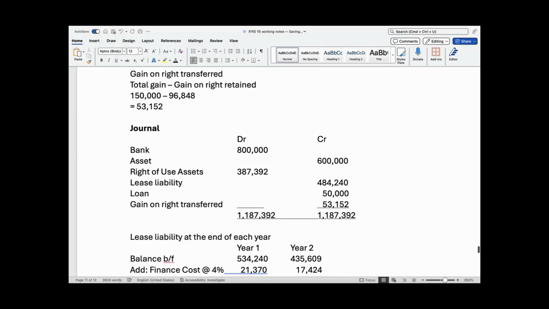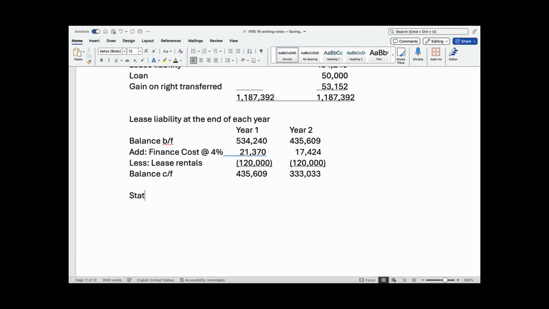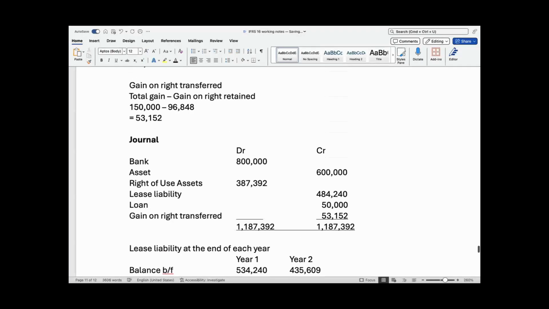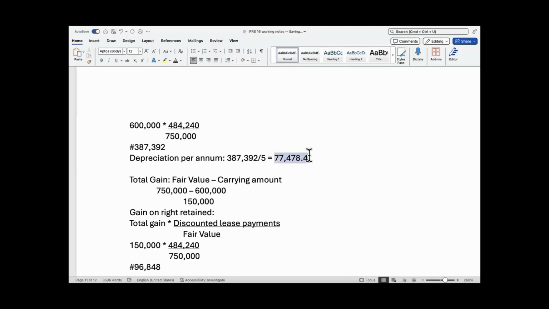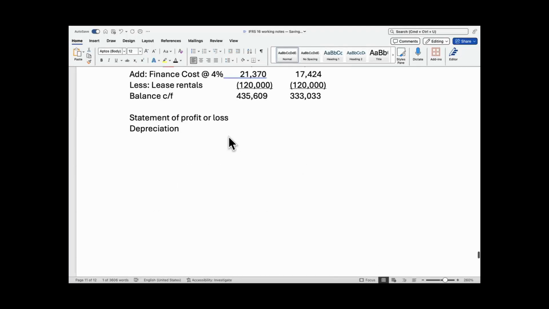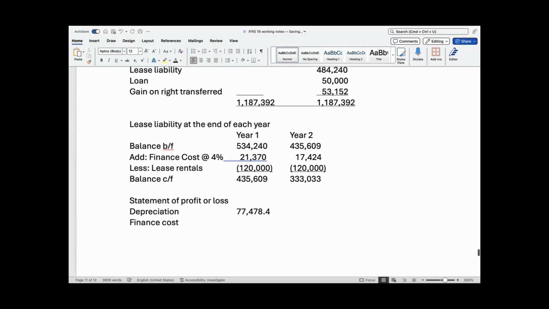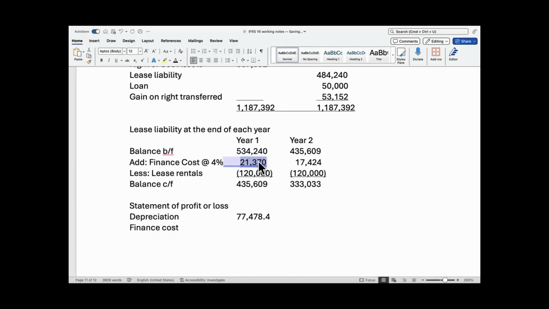So if you're asked to prepare a statement of profit or loss at the end of year one, I will have my depreciation. I computed my depreciation up here as 77,478. And I will have my finance costs in year one. I computed it here as 21,270.